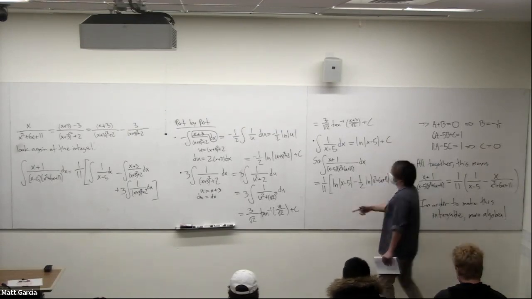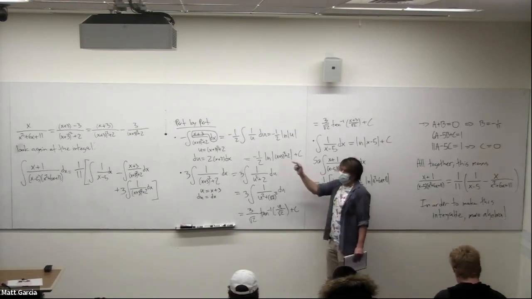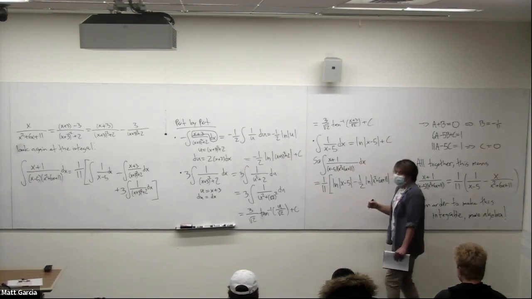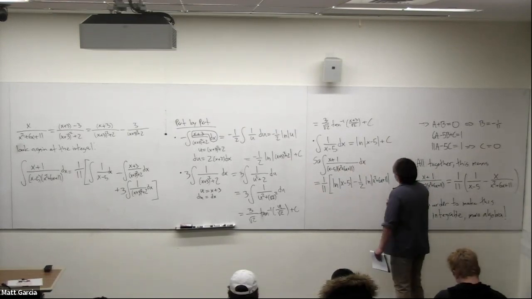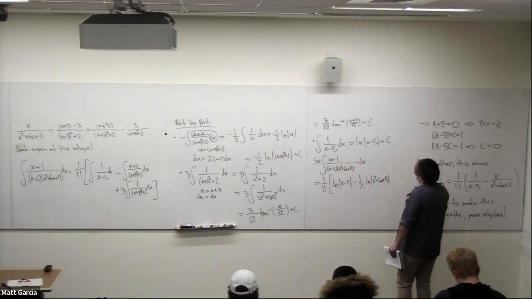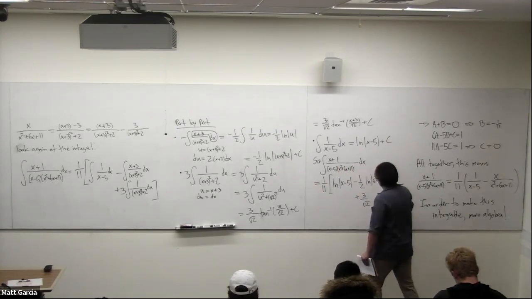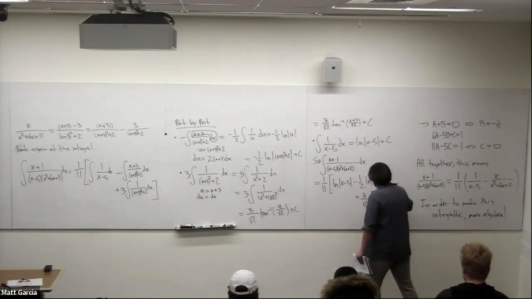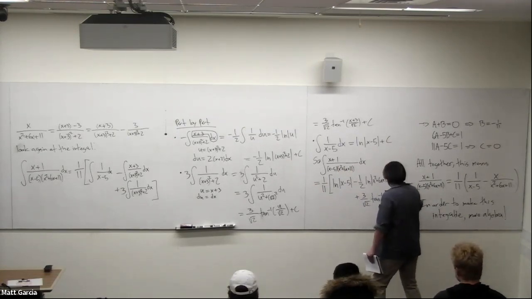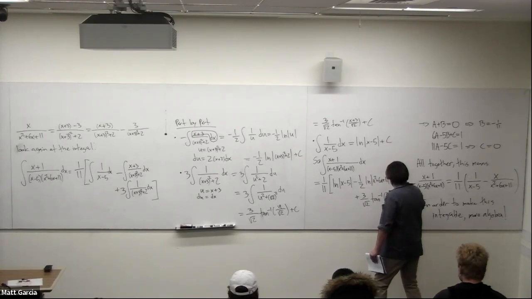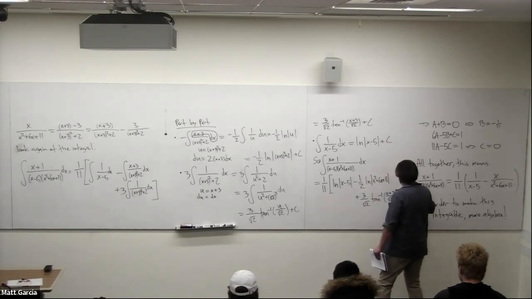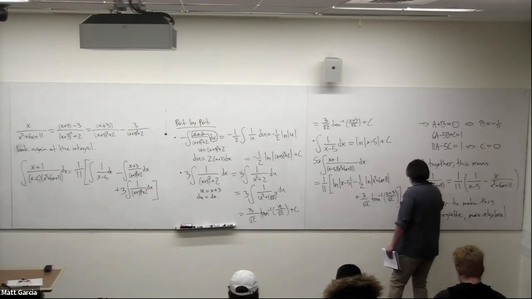right? Remember, this is just the completed square version of our original irreducible quadratic factor of the denominator. Plus 3 divided by √2 inverse tangent of (x plus 3) divided by √2, plus c.